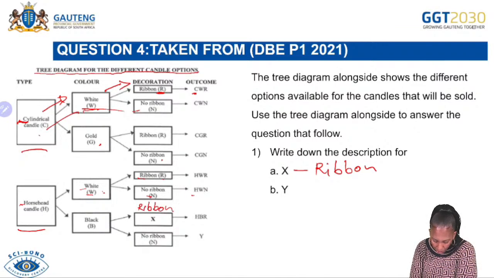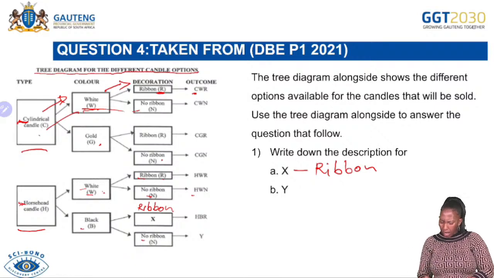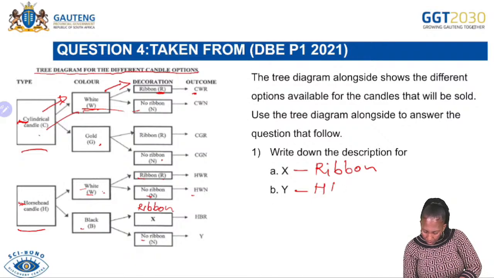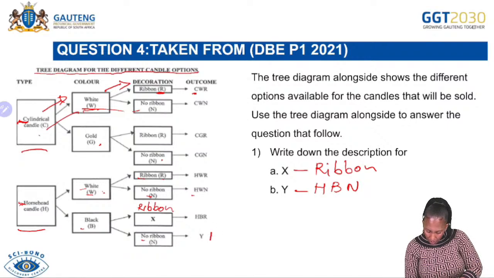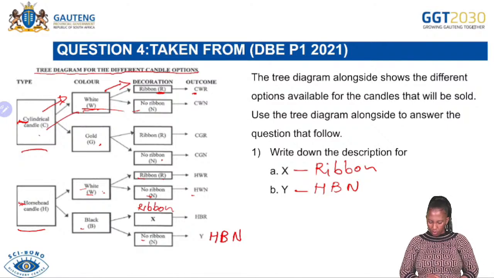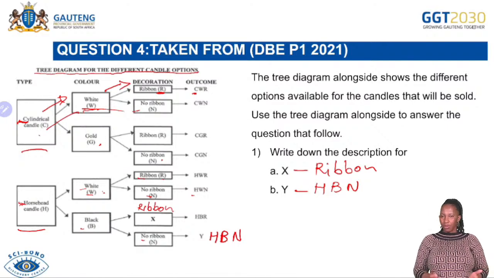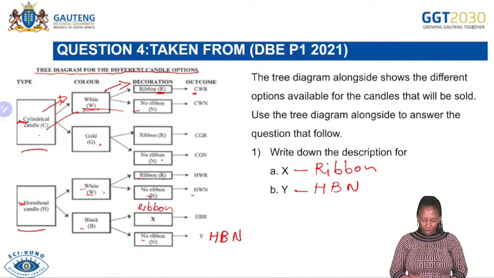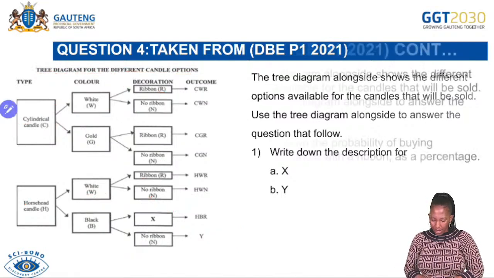And then now we go to the next one. It's a horse head, black in color, no ribbon. What will be our outcome now for Y? For Y, it will be horse head, black, and no ribbon. These are the outcomes. You see, boys and girls, it's so easy to get the answers. You don't need to scratch your head. You just follow the pattern and then you get your answers.